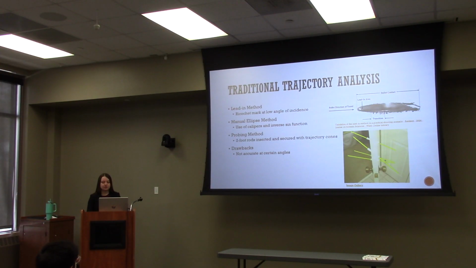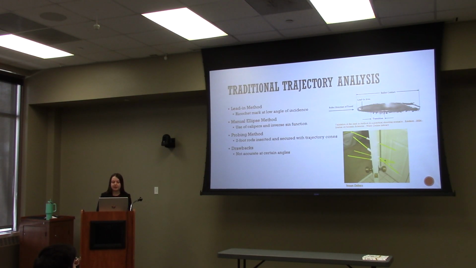Prior to 3D technology, reconstruction was primarily two-dimensional. The first is the lead-in method, where the impact of the bullet is used to determine the angle of incidence. This is the angle for the direction that the bullet was traveling before it came into contact with the surface. This lead-in mark establishes the entry side of the ricochet mark, which determines what direction the bullet came from. On this picture, the more round side, on the left side, is where the bullet initially struck the surface.